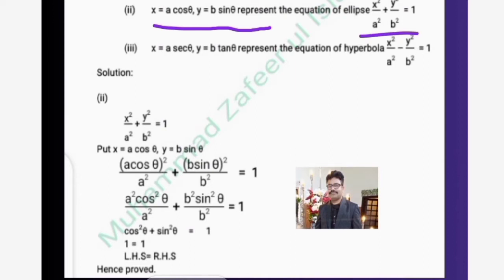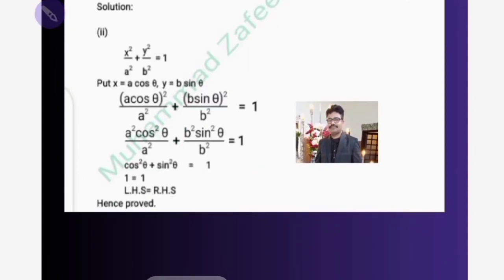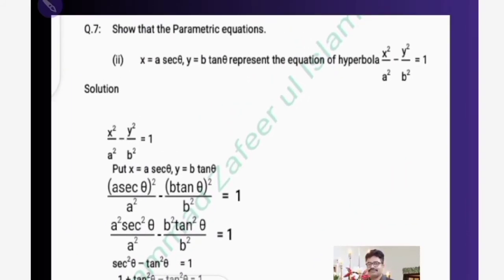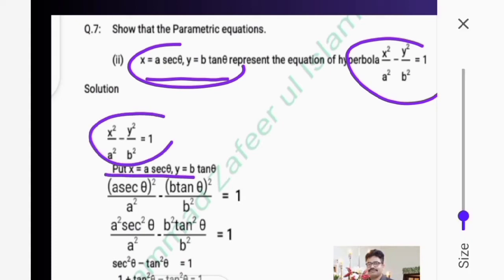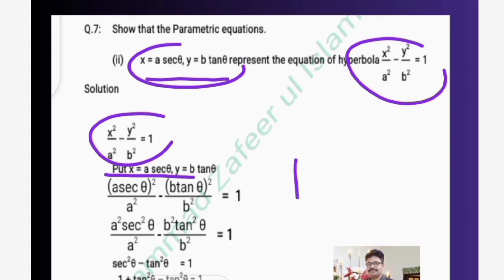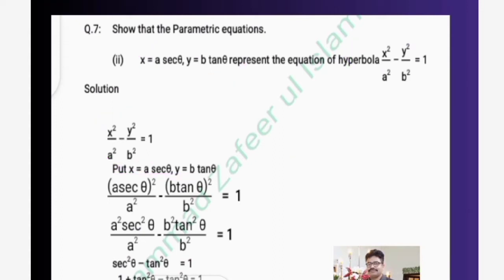If left hand side is not equal to right hand side, then these parametric equations will not represent an ellipse. Now we will simplify the third part, that is x is equal to a secant theta and y is equal to b tangent theta, and we have to show that these equations represent a hyperbola. The procedure is the same: we have to put the values of x and y in this equation. As it is x square, we write a secant theta whole square divided by a square.